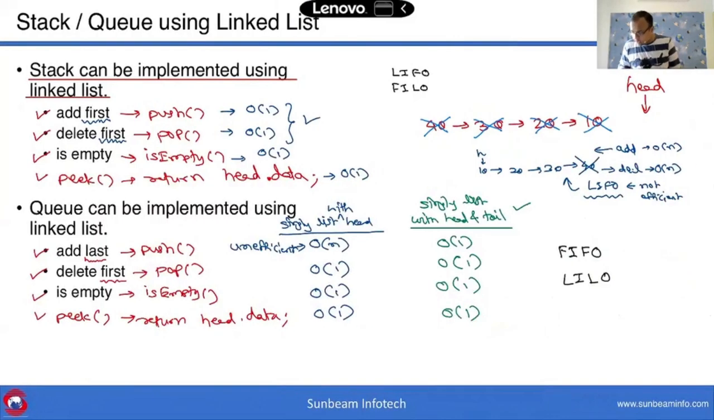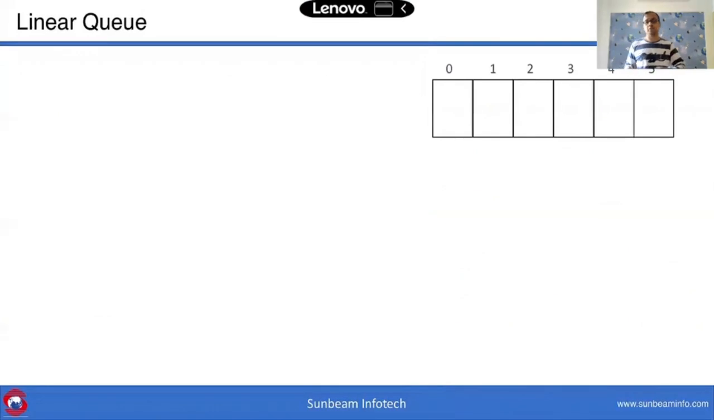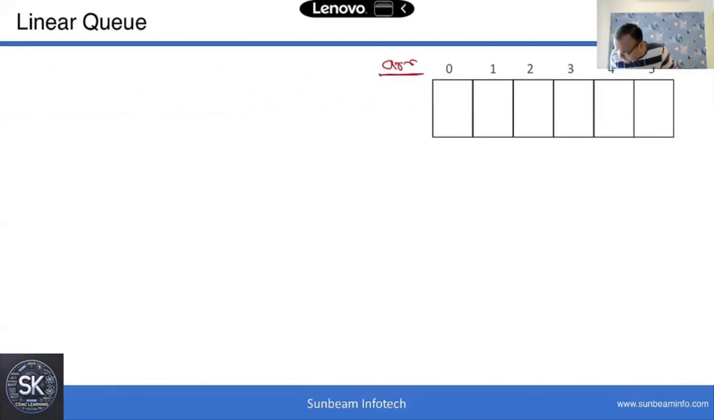Implement a queue. How can we implement a queue? It is in front of you. Let us consider that I have got an array, and I think we discussed this last time.